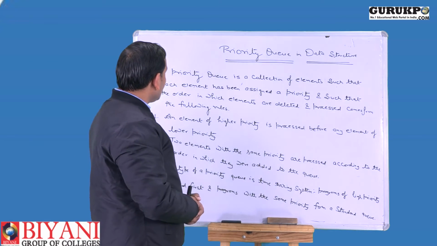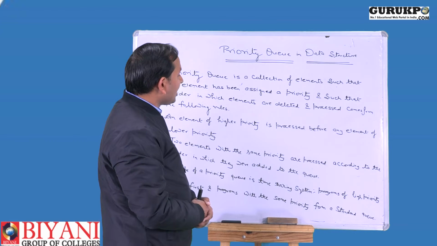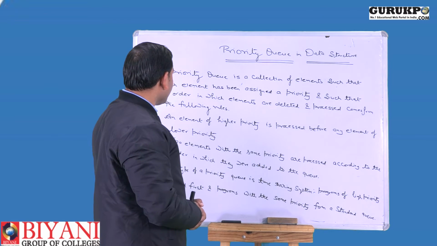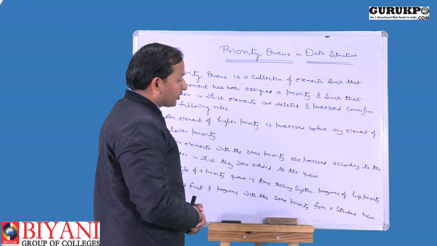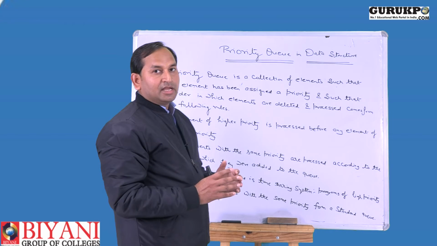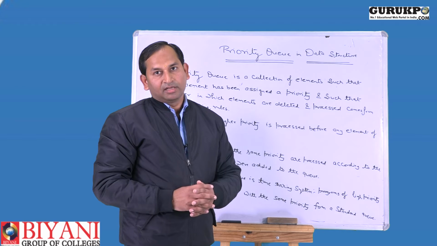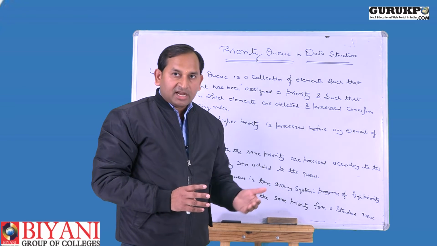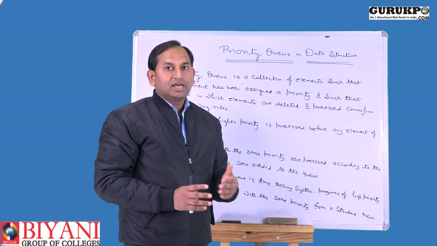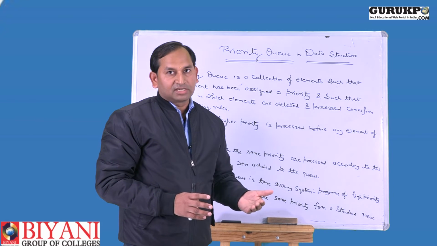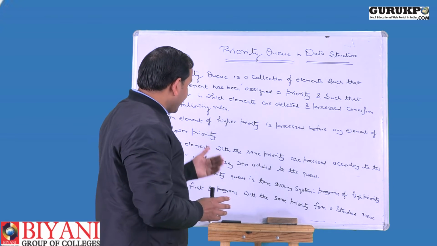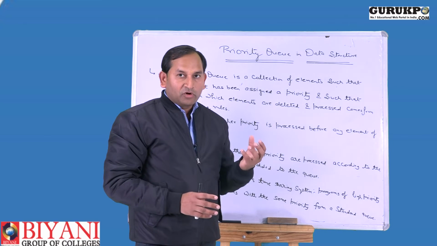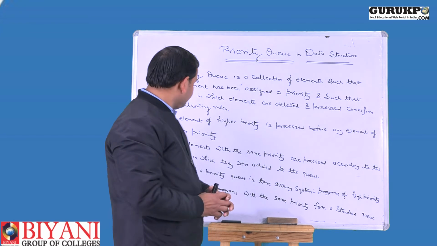Second rule: two elements with the same priority are processed according to the order in which they were added to the queue. In some situations, if two elements have equal priority, the problem is decided by which element came first. So, according to the order in which they were added to the queue, such a conflict will be resolved.